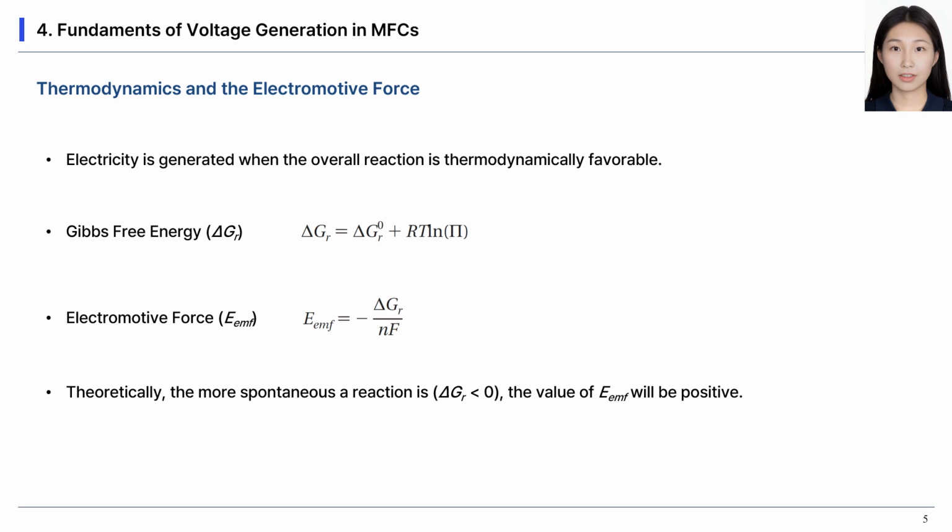In the case of MFCs, the energy released during the oxidation of organic matter by bacteria is converted into electricity. This is quantified as the electromotive force, or EMF. The EMF represents the maximum theoretical voltage difference between the anode and the cathode.